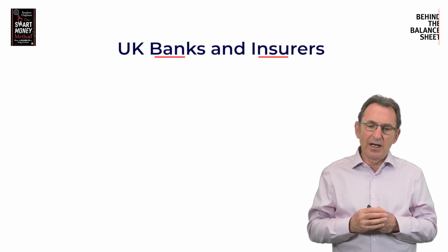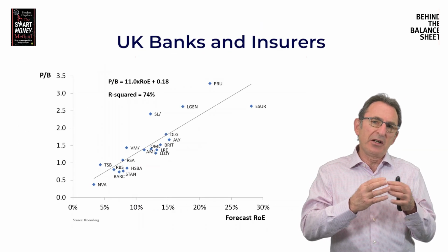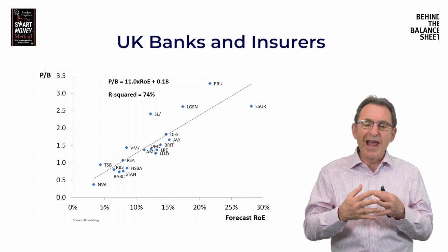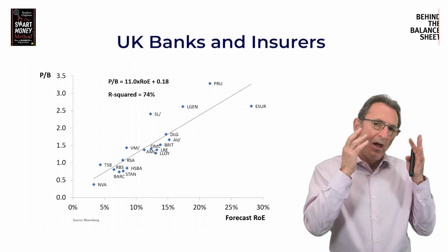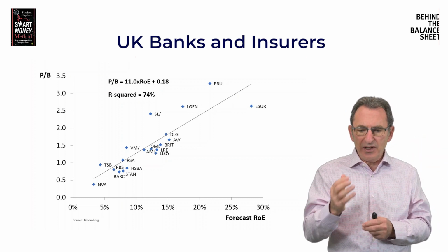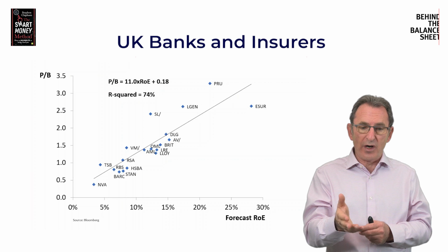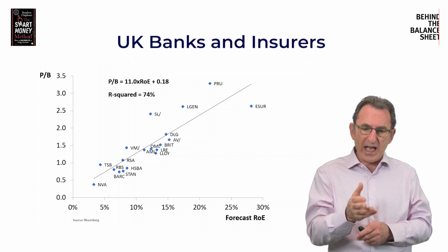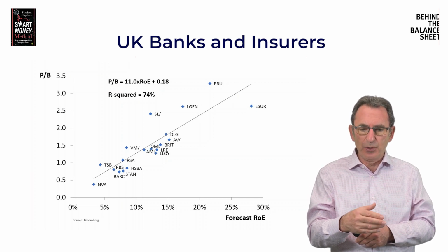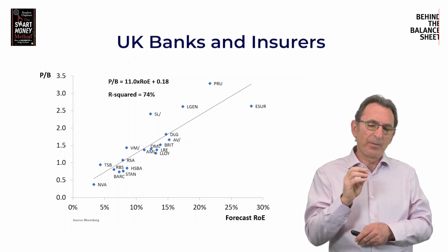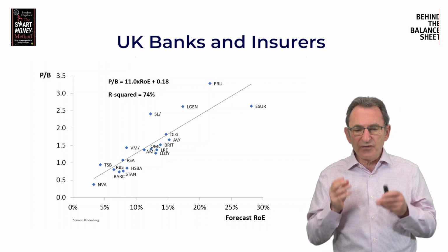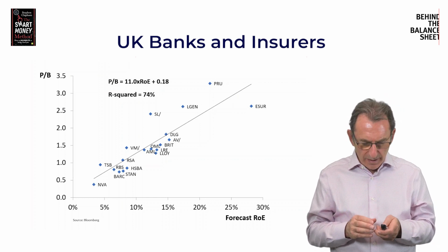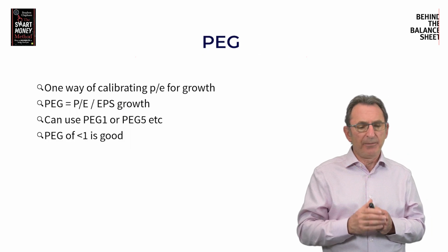And you can see here that I showed you in one of the previous videos the R squared, the correlation for PE, and it wasn't very high, the correlation of the PE and earnings growth. But look at this. This is the ROE forecast for a bunch of UK banks and insurers against the price to book. And R squared is 74%. That's a very high and very meaningful correlation. So it's a very useful tool for the banks and insurance companies in particular, and also for property companies.